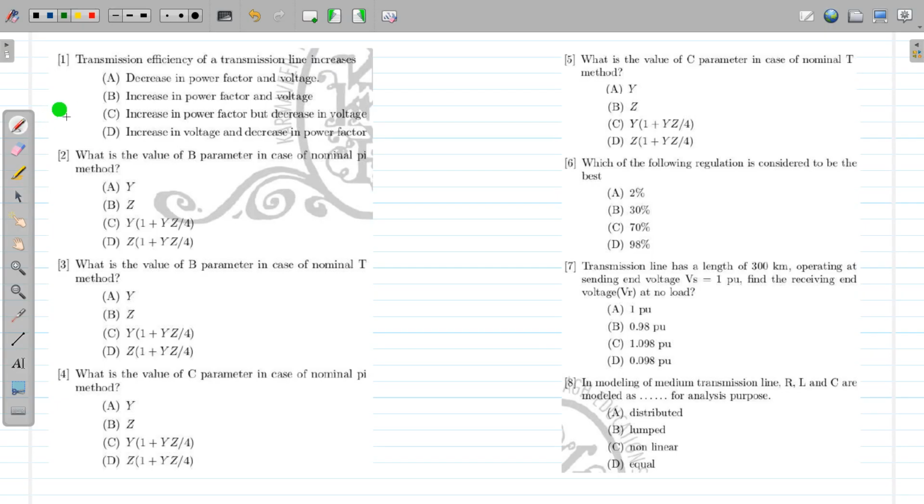The transmission efficiency of the transmission line can be increased with the increase in the power factor and voltage. If you increase the power factor and the voltage, your current gets reduced, hence I square R losses get reduced, hence the efficiency increases. So this is the correct option.